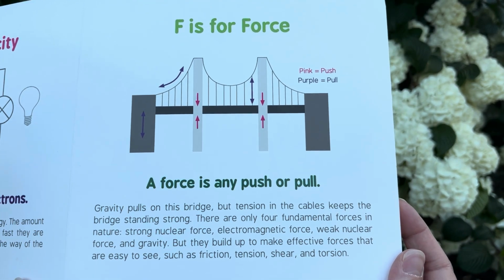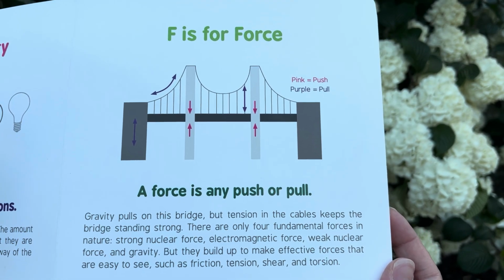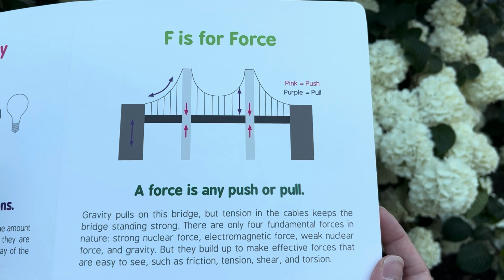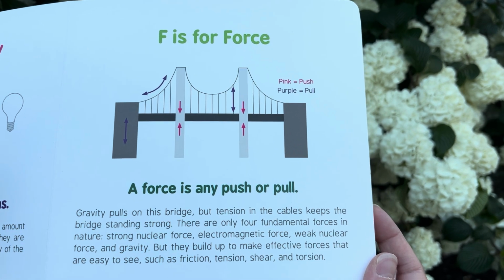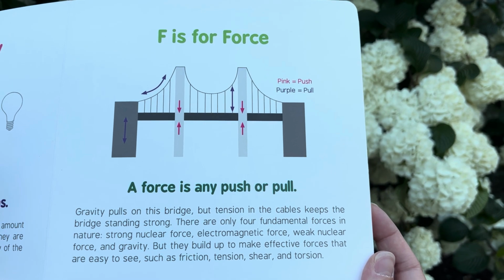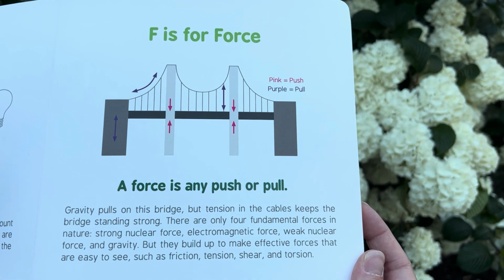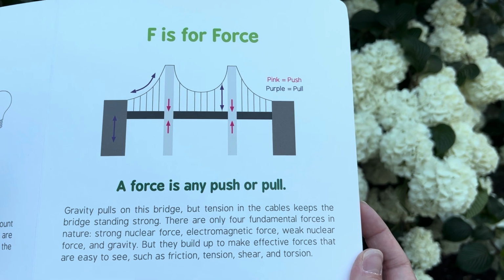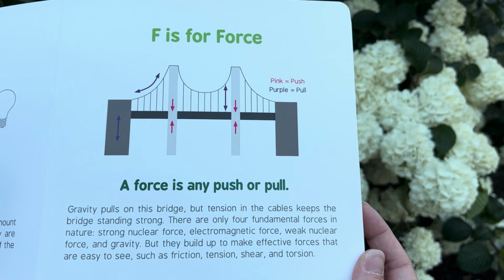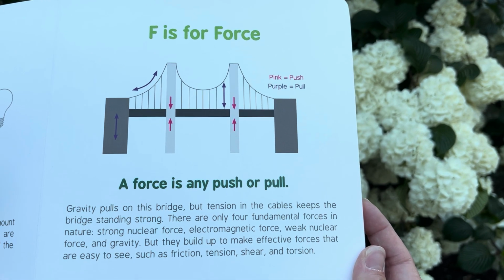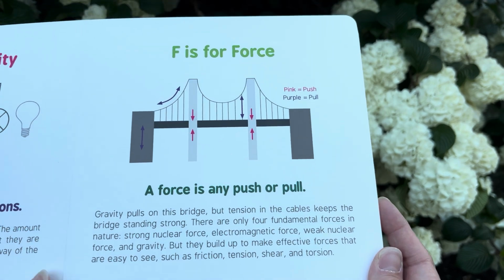F is for force. A force is any push or pull. Gravity pulls on this bridge, but tension in the cables keeps the bridge standing strong. There are only 4 fundamental forces in nature: strong nuclear force, electromagnetic force, weak nuclear force, and gravity. But they build up to make effective forces that are easy to see, such as friction, tension, shear, and torsion.